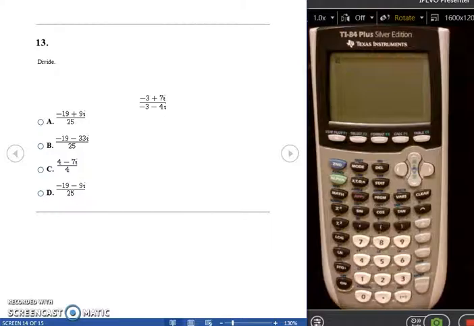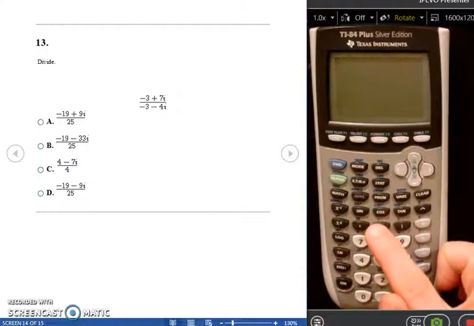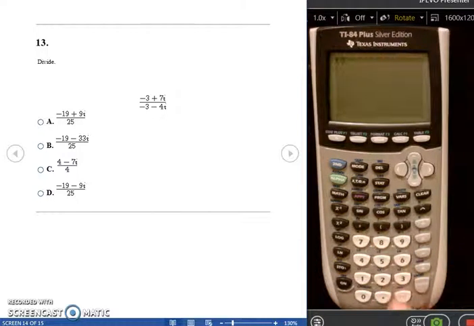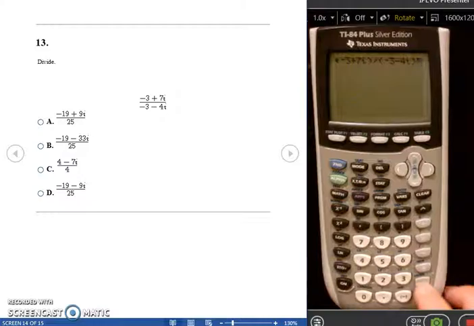Number 13 is my last problem, and I'm going to go ahead and do the division symbol. So remember, numerator has to go in parentheses and the denominator. So I'm going to parentheses negative 3 plus 7i in parentheses divide parentheses negative 3 minus 4i in parentheses, and I go ahead and press enter.